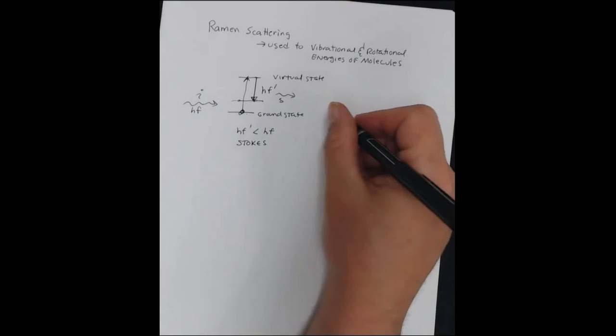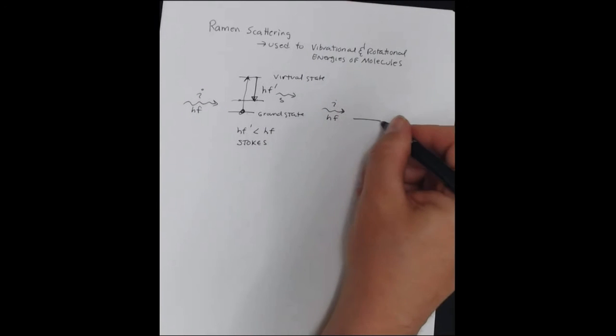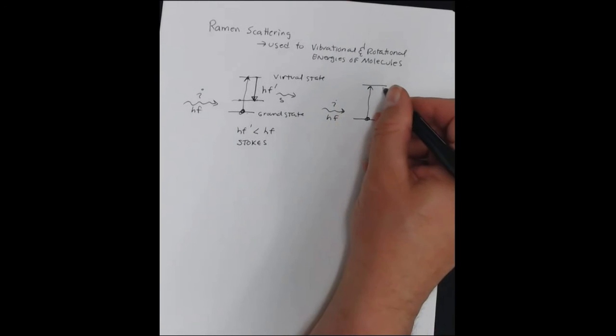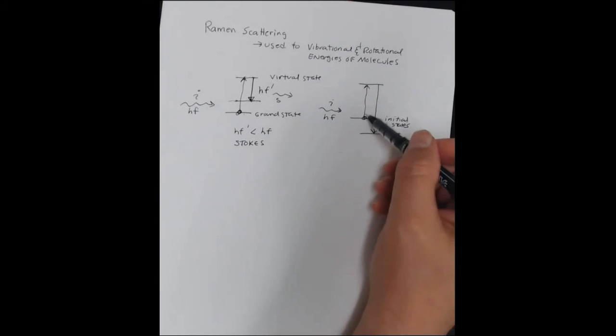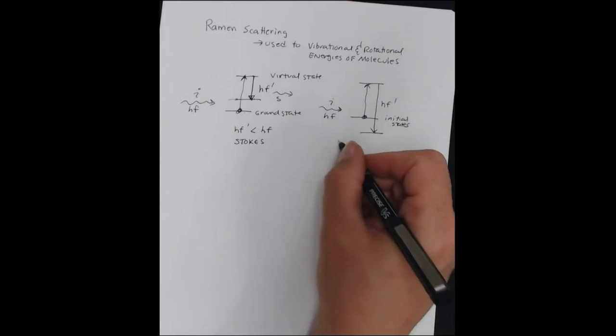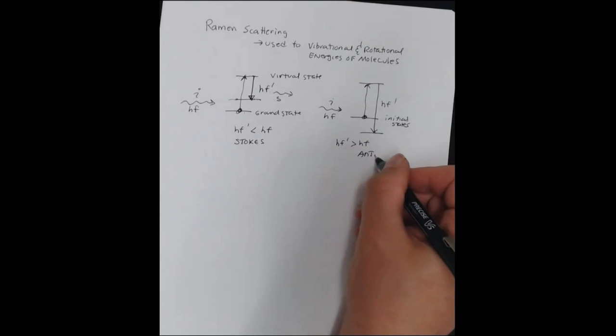And if it goes the other way, if you have your incident photon, your electron in the ground state going up to the virtual, making this transition, and then it goes down to a state that's farther down here. So you notice I didn't call this the ground state now. Call it an initial state. That's probably what I should have called it here, but we get our electron makes the transition up and then goes down here. So hf prime, in this case, hf prime is greater than hf. So this is called anti-Stokes.